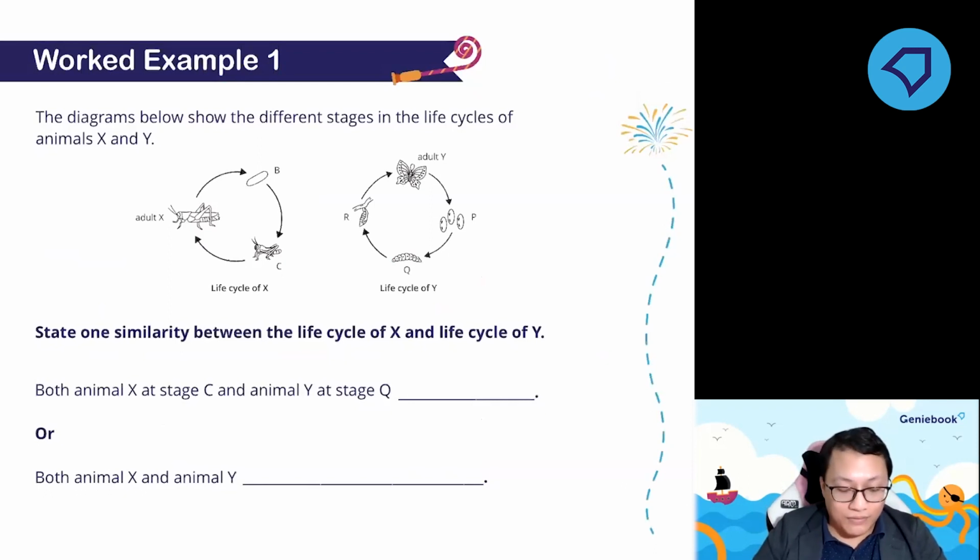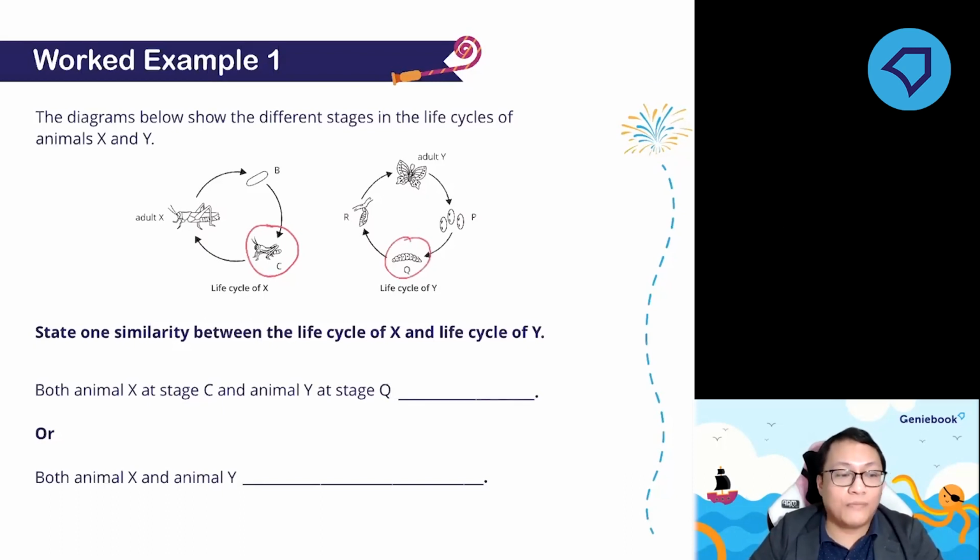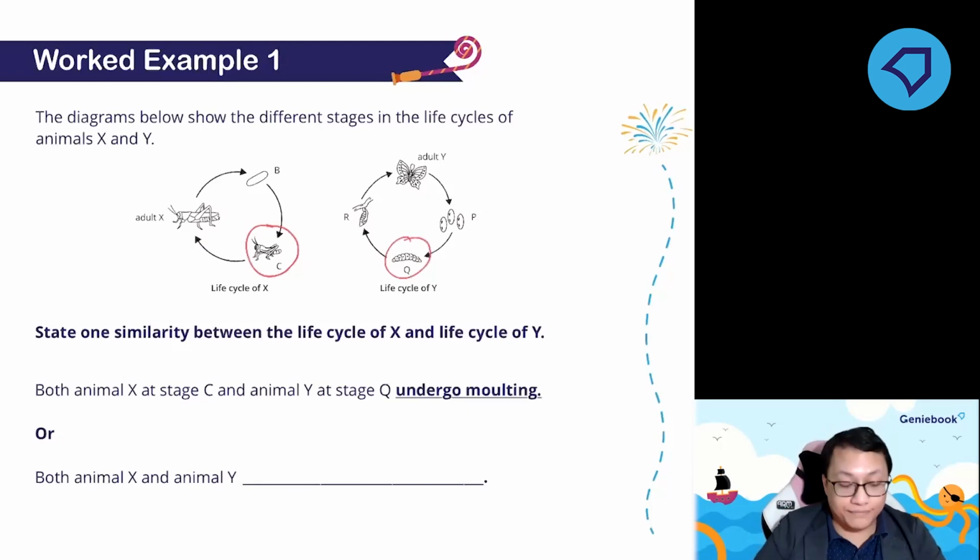Okay, so now state one similarity between the life cycle of X and life cycle of Y. Both animal X at stage C and animal Y at stage Q. So stage C and Q. So how do you compare them? Molts. Okay, very good. Both of them actually molt, or undergo molting. Or both animal X and animal Y eat a lot.